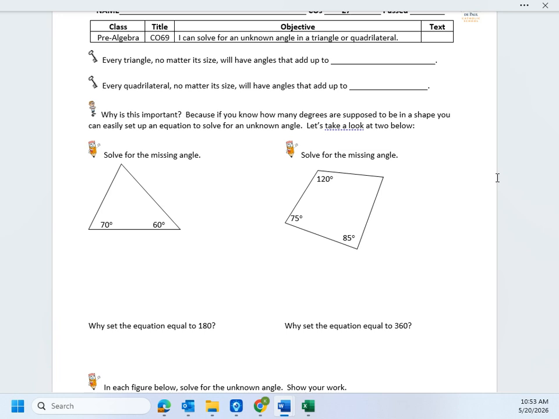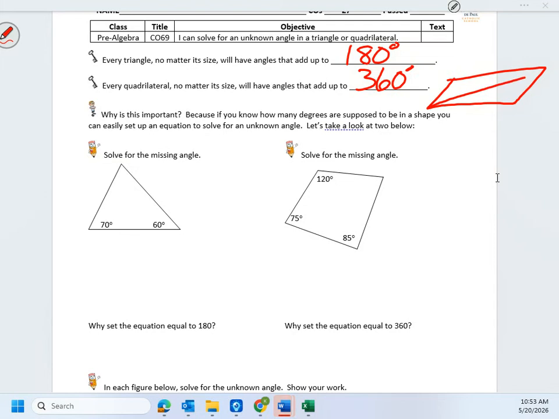All right, so CO69. Every triangle, no matter its size, will have angles that add to what, everyone? 180 degrees. So, if a triangle is 180 degrees, what would a quadrilateral have to equal? Clara? 360 degrees. If we look at quadrilaterals, four-sided figures, we can cut it in half and see two triangles.